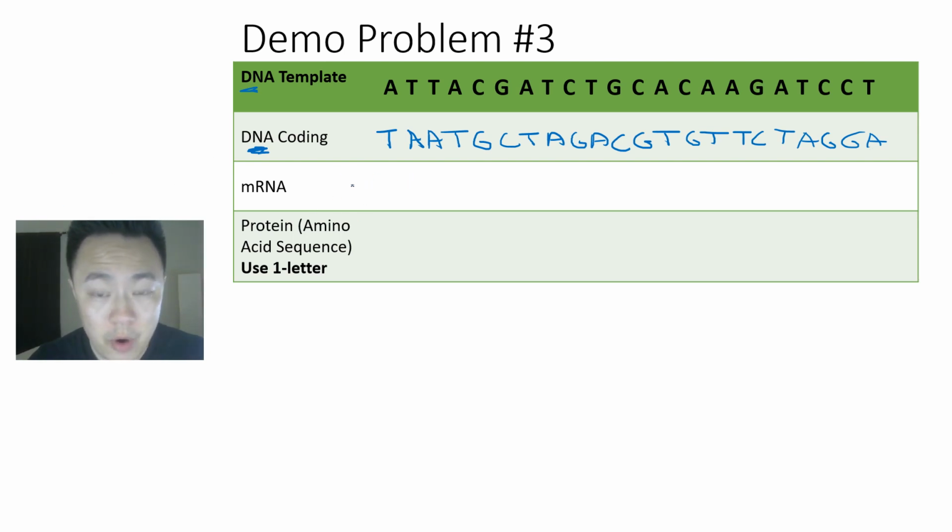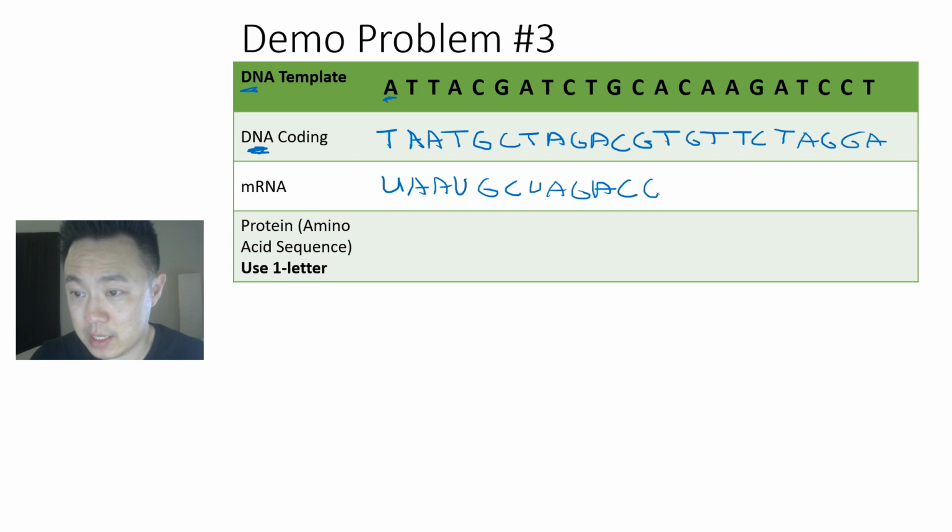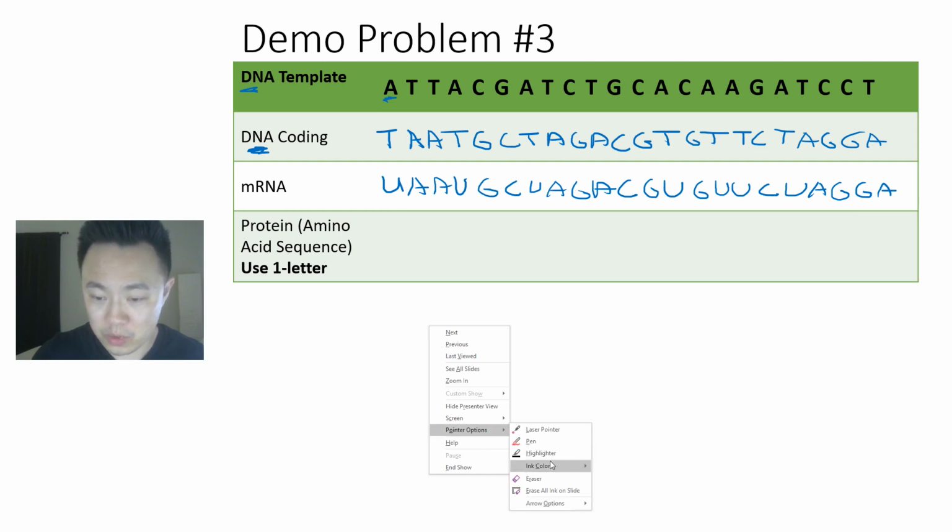All right, now we need to go to the mRNA strand. Remember, the alphabet letters are a little bit different. So for every letter A on the template strand, it becomes a letter U. Then we have here A, then A, U, G, C, U, A, G, A, then C, G, U, G, U, U, C, U, A, G, G, A. Okay. Great. Almost done.